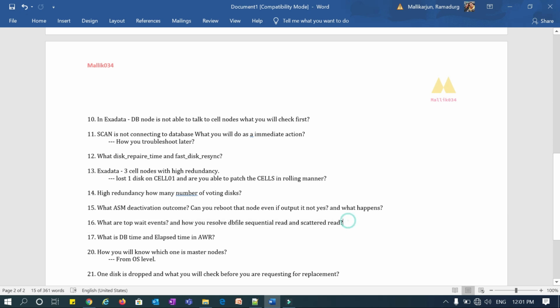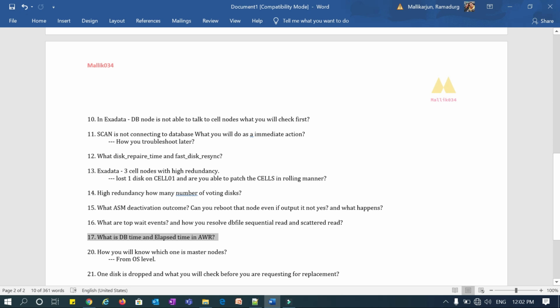This is one of the common questions they will ask in most interviews. What is DB time and what is LF time? If my DB time is more and LF time is less, what does that mean? And if the LF time is more and DB time is more, what does that mean? So this is a common question.